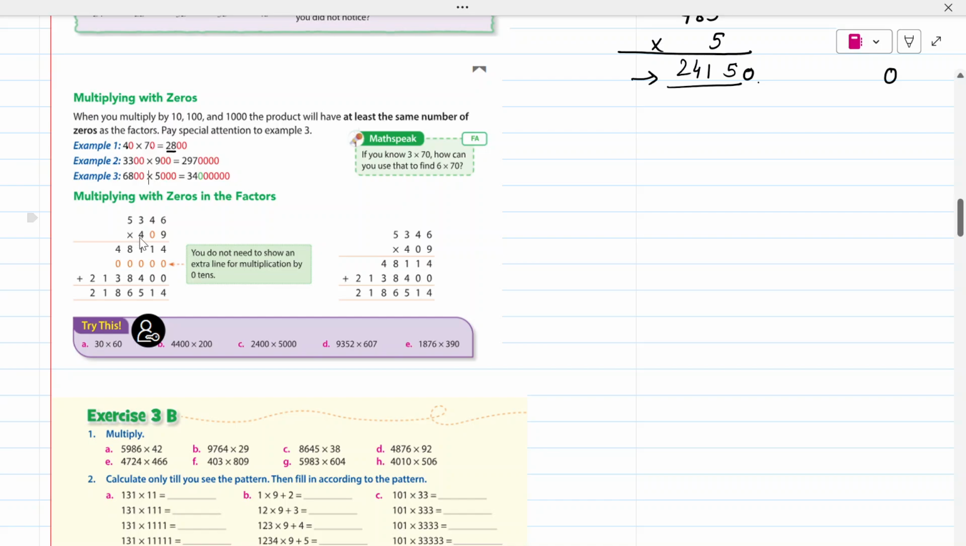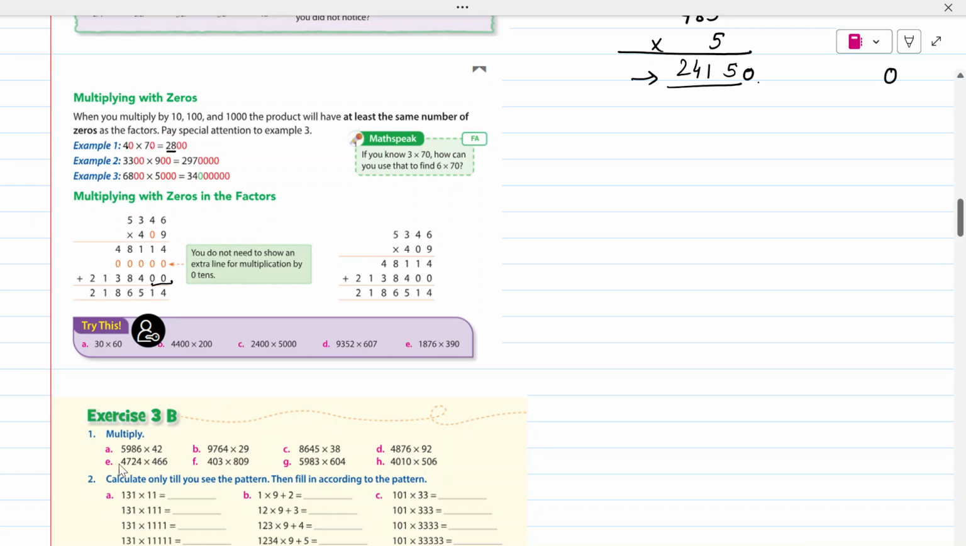And then when you move to the next place, the only thing which you have to keep in your mind is that since now we are moving to 100th place, we have to leave two places here. We have to put two zeros or two crosses here and then do the simple multiplication with the 4. Okay, so this is how we have to do it.